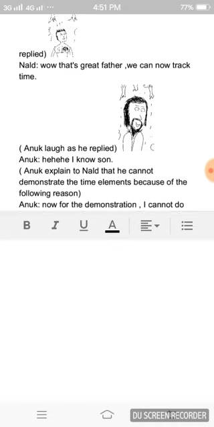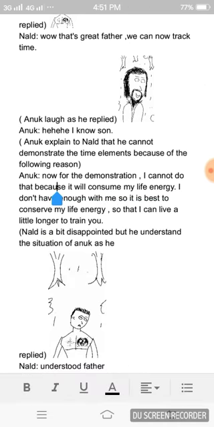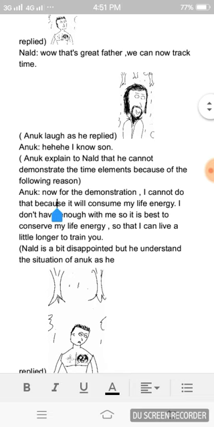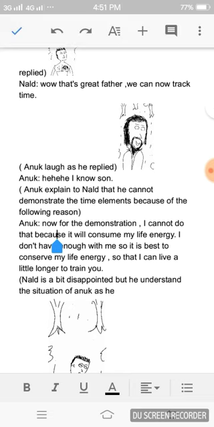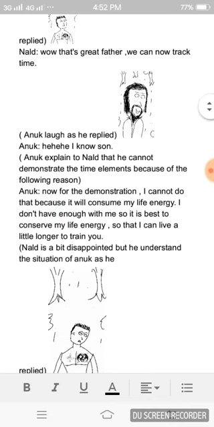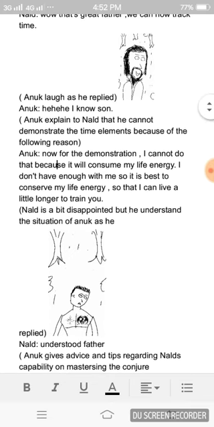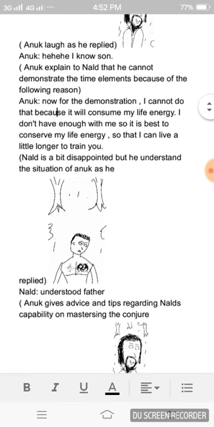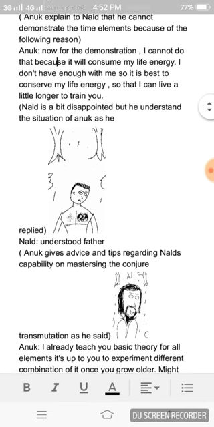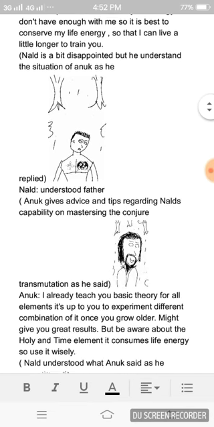Anuak explained to Nald that he cannot demonstrate the time element because of the following reason. "Now, for the demonstration, I cannot do that because it will consume my life energy. I don't have enough time with me, so it is best that I conserve my life energy so that I can live a little longer to train you." Nald is a bit disappointed, but he understands the situation of Anuak as he replied, "Understood, father."